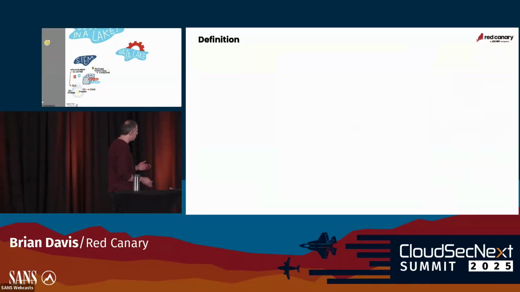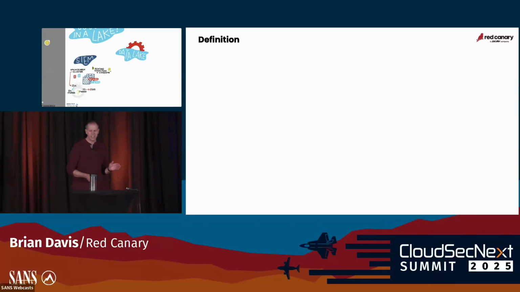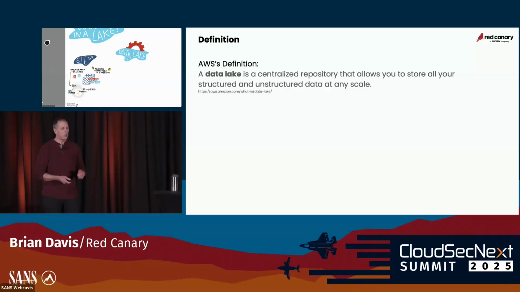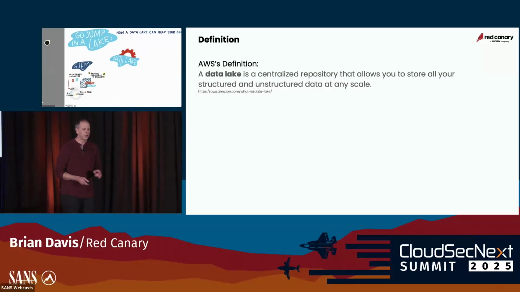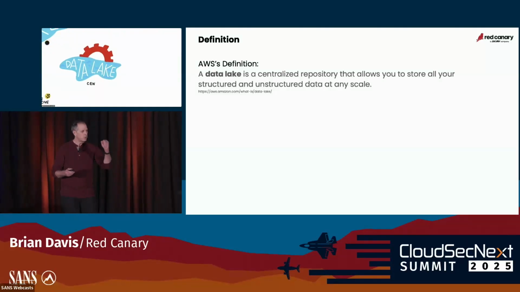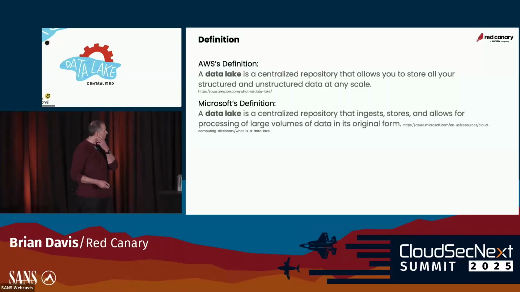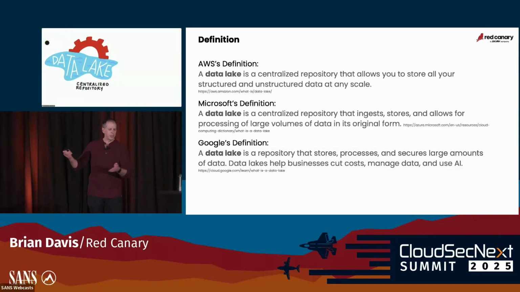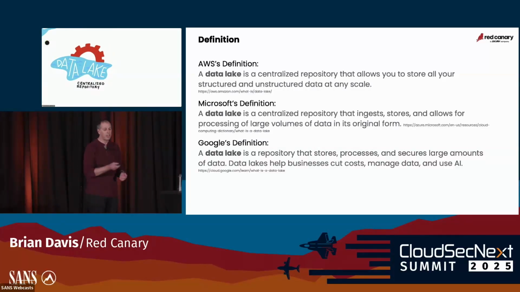All right, so let's talk about a data lake. So let's look at the definitions that you can find from the hyperscalers. Ooh, a data lake is a centralized repository that allows you to store all your structured and unstructured data at any scale. Cool. That sounds like marketecture to me and a lot of fancy words that don't mean anything. Microsoft's definition is about the exact same thing. Centralized repository, ingest, store, large volumes, yada, yada, yada. Google, centralized repository that processes and secures large amounts of data. Oh, here's the best part. But it helps businesses cut costs, manage data, and use AI.